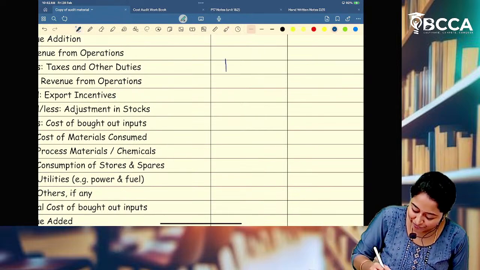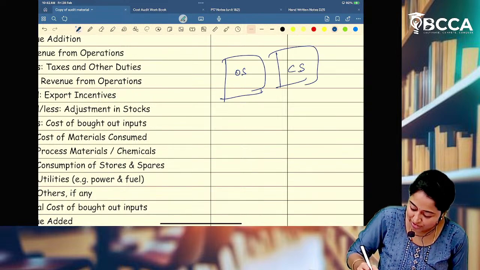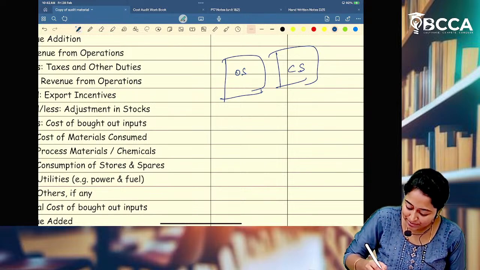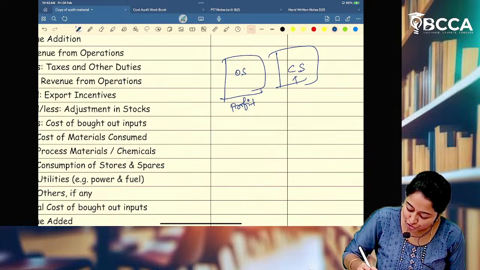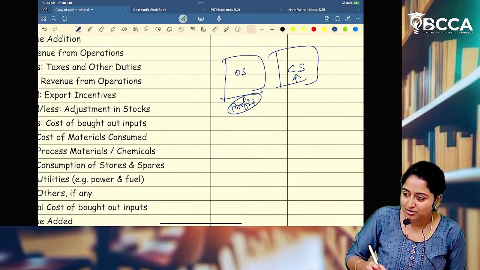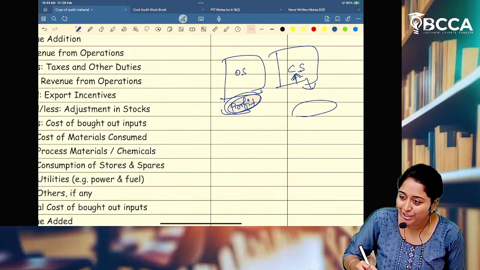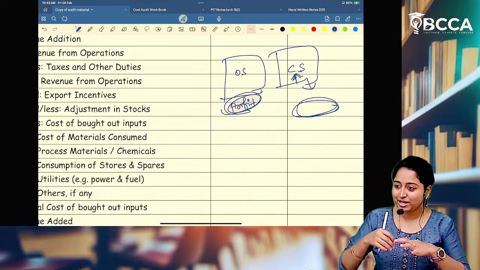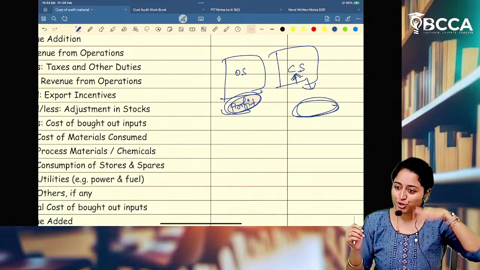Because if this is opening stock and here it will be closing stock, right? Now, for example, if profit is here, closing stock should be higher. Only then you will get profit, isn't it? If closing stock is higher, you will get profit. If closing stock is lower, you will get loss. In profit and loss account, credit side should be higher. Only then you will get profit. Debit side should be lower, isn't it?